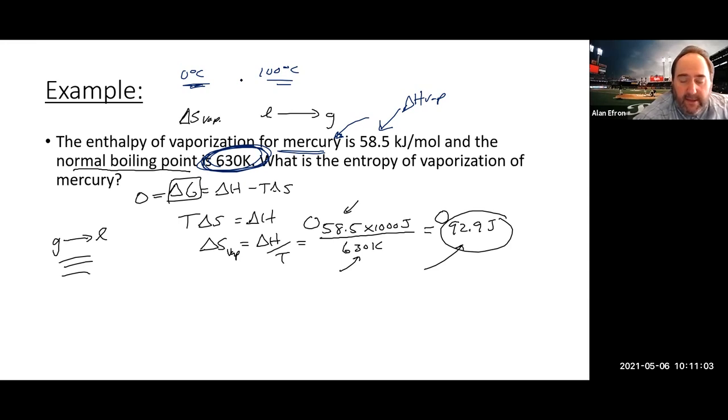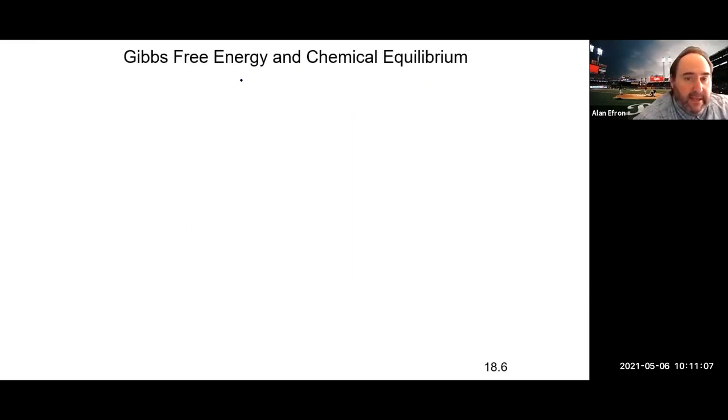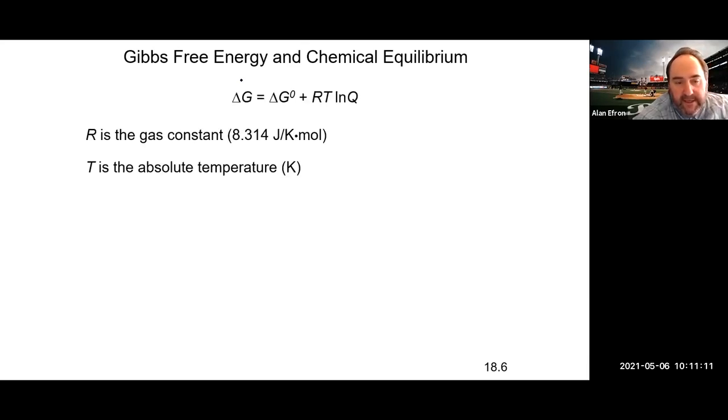Okay, then let's talk about our good friend equilibrium, because I feel like it's been a long time since we talked about K. So let's add to our ever growing list of delta G equations here. And let's add this one, which is delta G is equal to delta G naught plus RT natural log of Q. So again, you may be asking, what's the difference between those two delta G's?